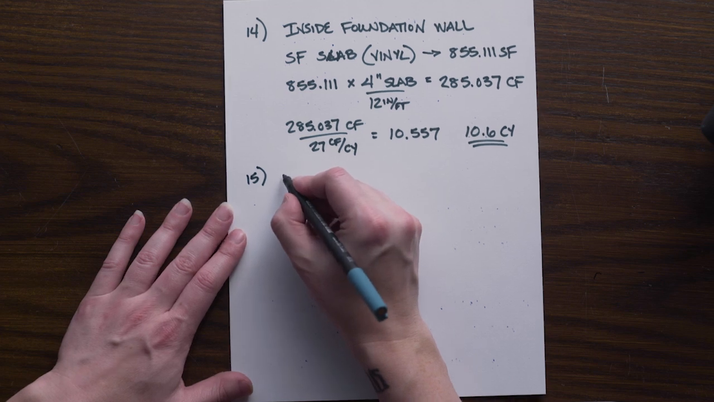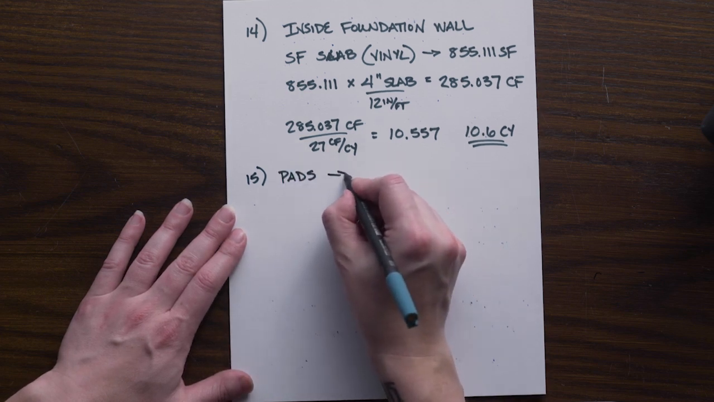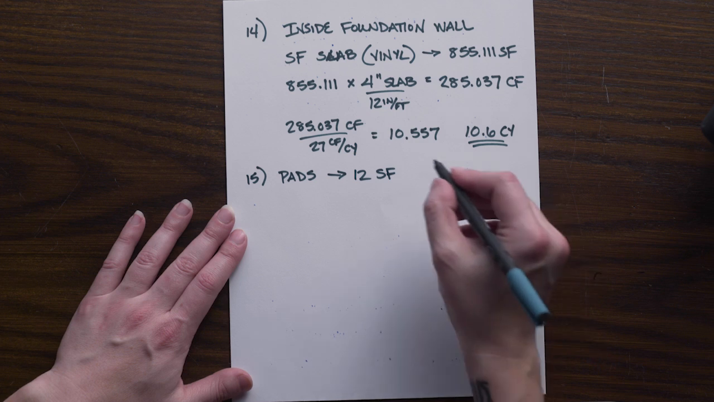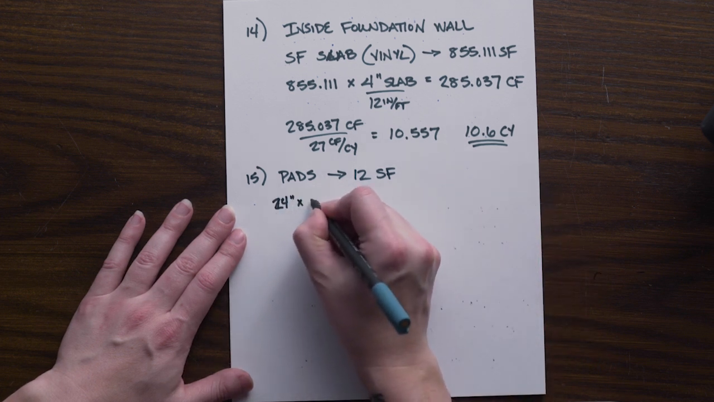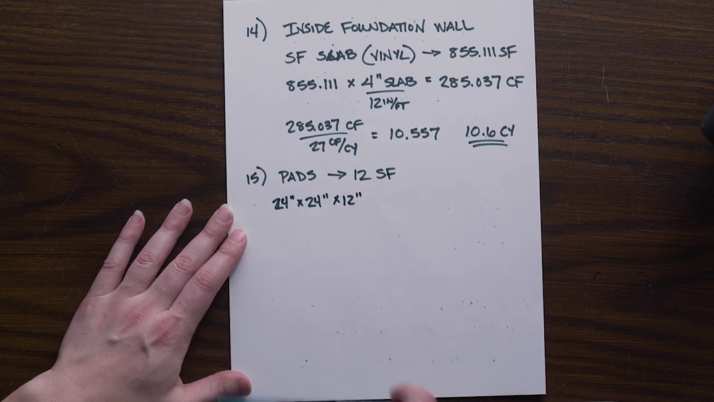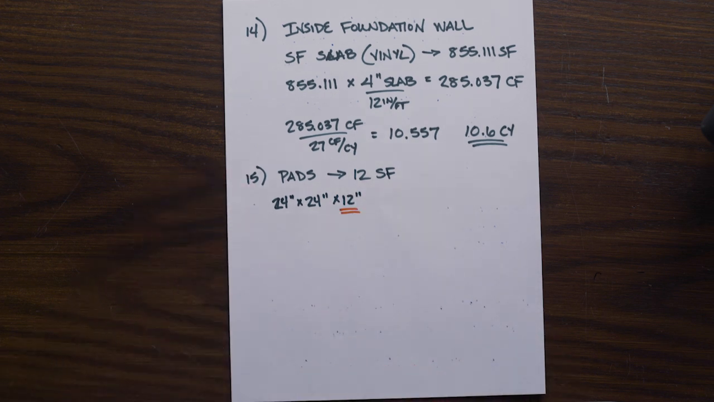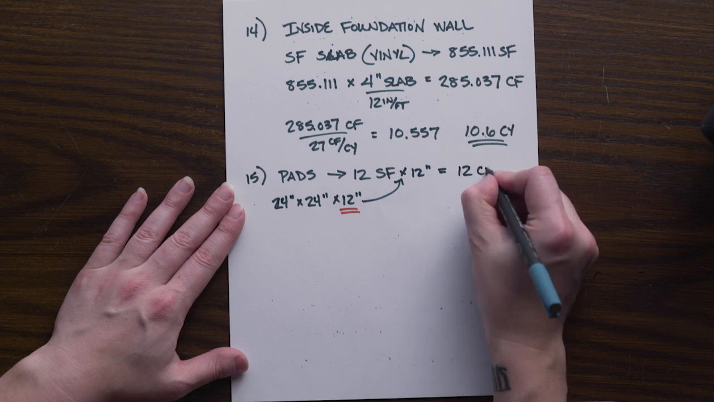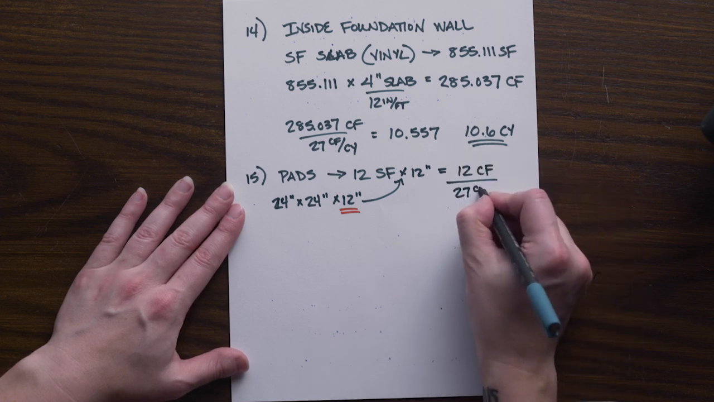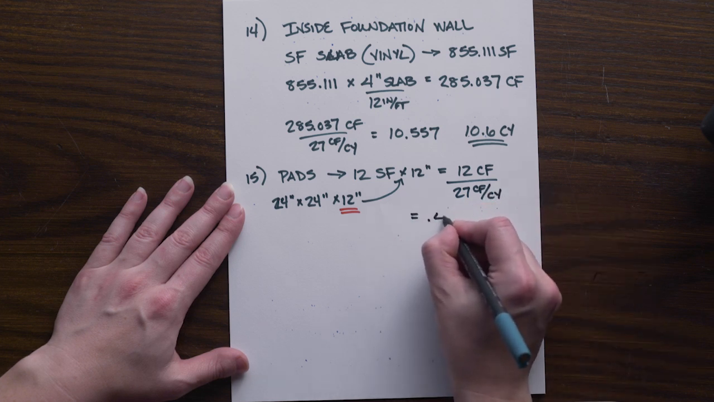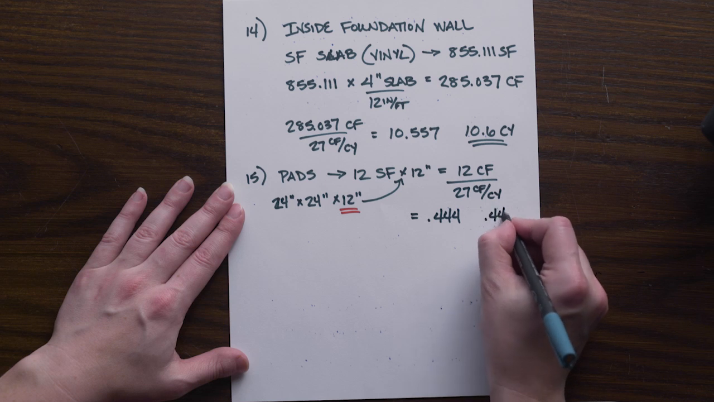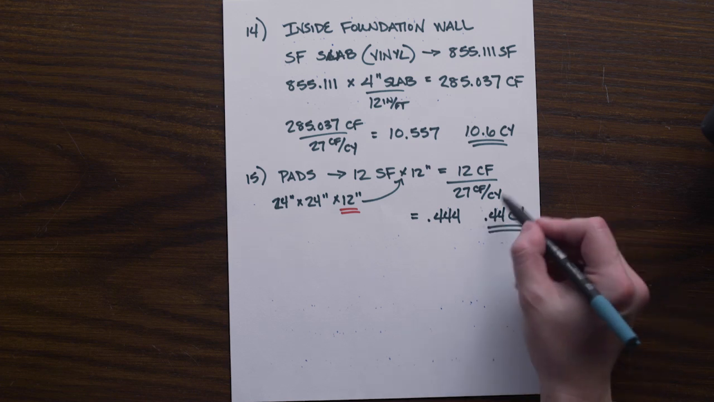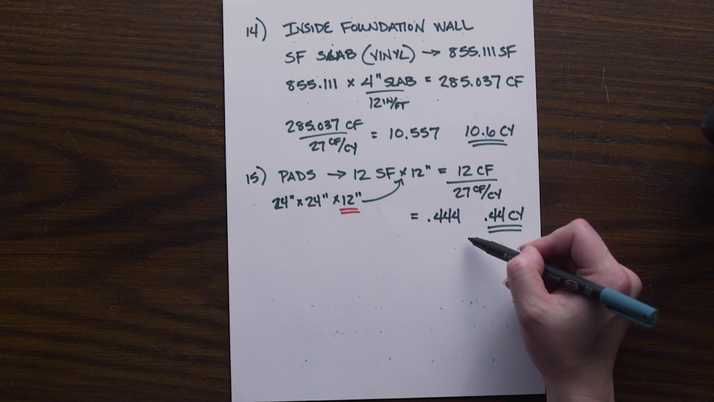Number 15 is looking at our footing pads. So again, we already determined in the first problem set that we have 12 square feet for all three of our footing pads. We saw that they are labeled as 24 by 24 by 12 inches. So the 12 inches is the height. That will help us determine the cubic footage. So we end up with 12 cubic feet. If we divide that by our 27 cubic feet per cubic yard, means we have 0.44 repeating, so roughly a half cubic yard, or again, you could round it up to 1 as your cubic yardage as long as you show your work and show what your more accurate number is first.